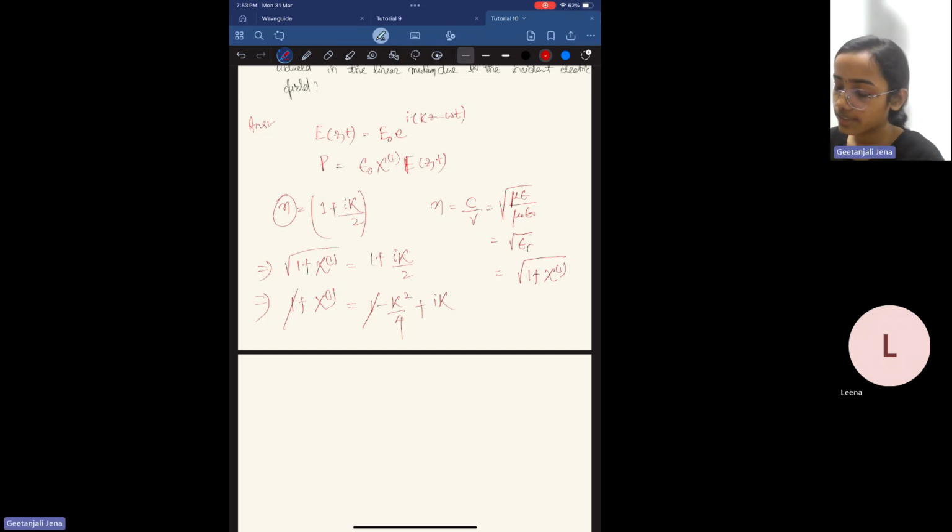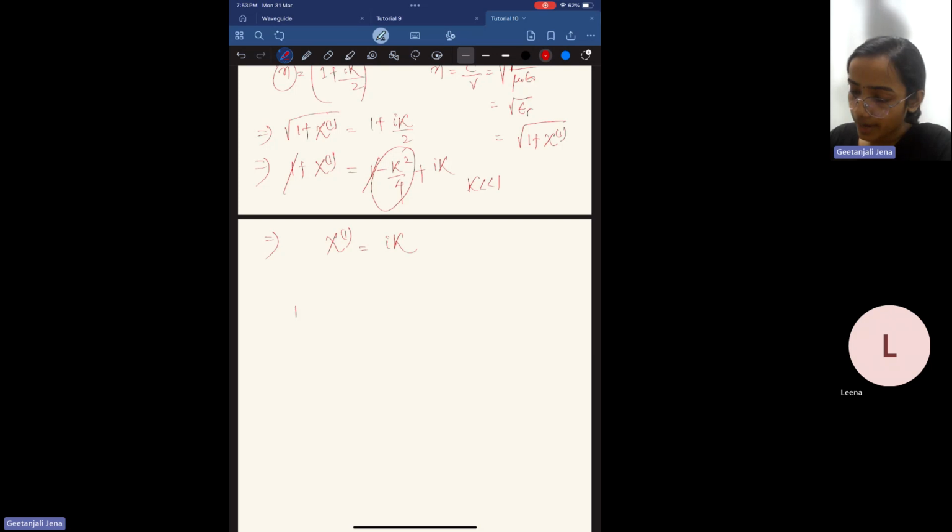In the question it's also given k is much less than 1. So that means we can neglect this term because it's a square of a negligible term. So chi1, now we have found out, it is i k.